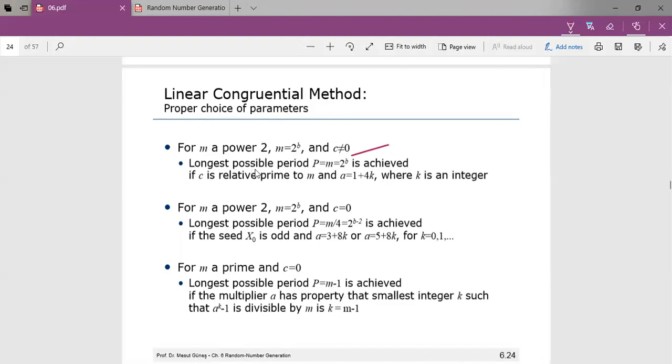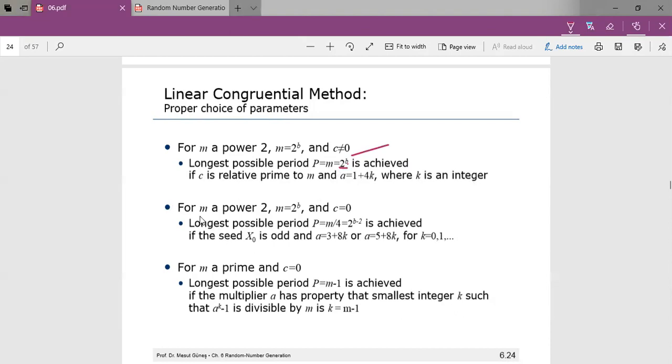The longest possible period we can achieve is P equals 2 to the power of b, where capital P represents the period, and m equals 2 to the power of b. This period of the power of 2 is achieved if c is relatively prime to m and a equals 1 plus 4k, where k is an integer. So this is one choice of parameters.